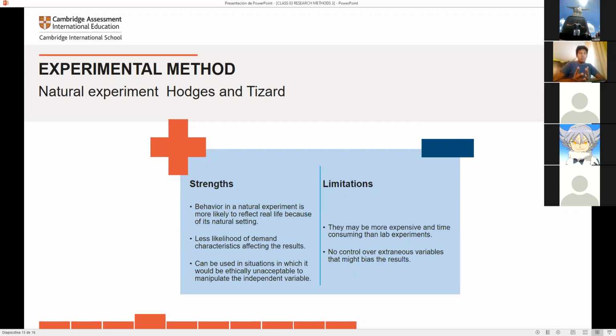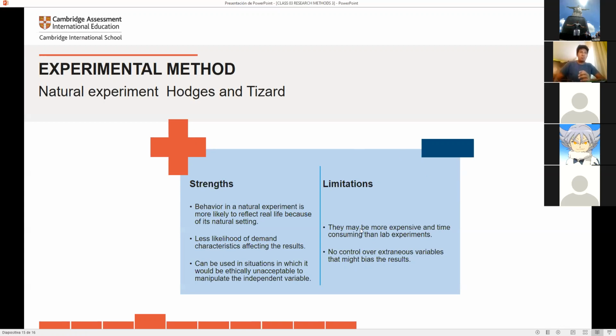So that's why a natural experiment reflects almost entirely a real-life scenario. And you control no variable. Okay, you have no control over extraneous variables or any of the variables.